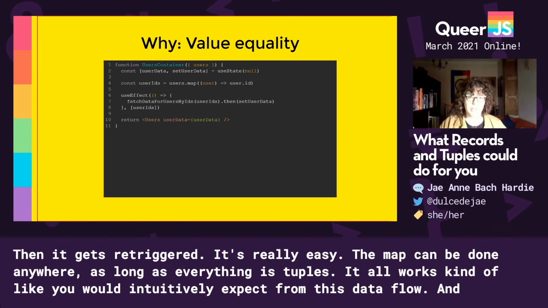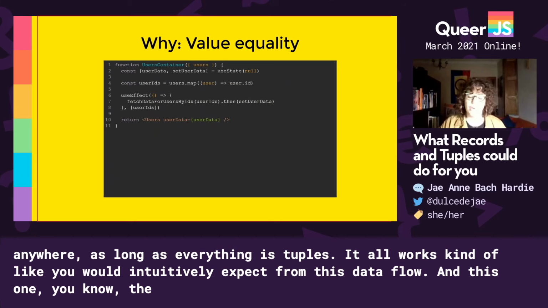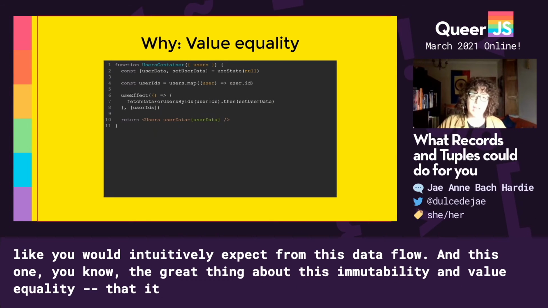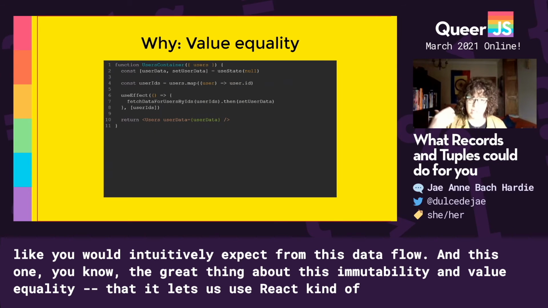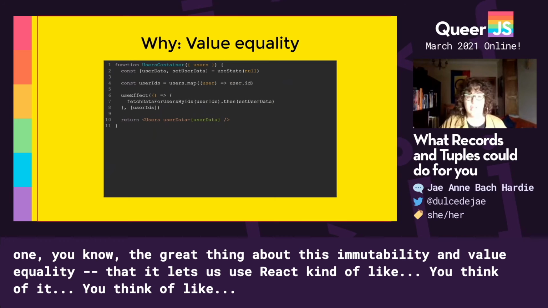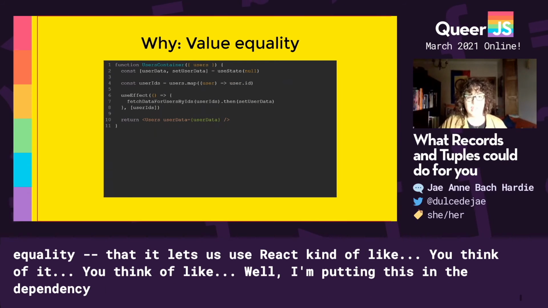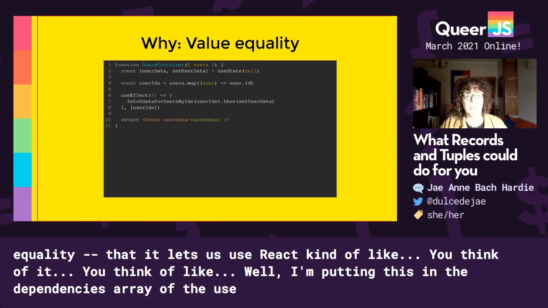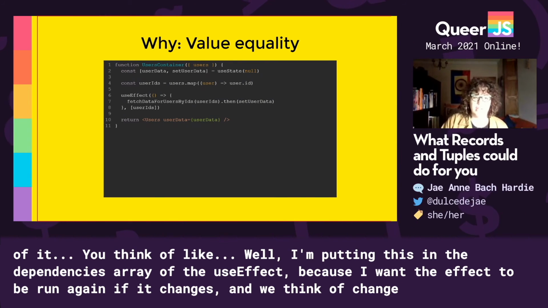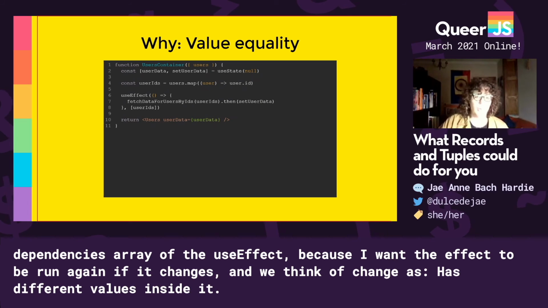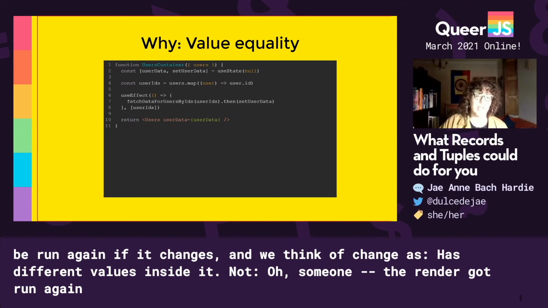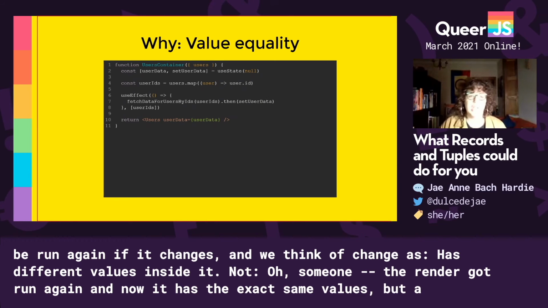This is one of the great things about immutability and value equality, that it lets us use React like you think of it. You think, well, I'm putting this in the dependencies array of the useEffect because I want the effect to be run again if it changes. And we think of change as having different values inside it, not that the render got run again and now it has the exact same values but a different identity.